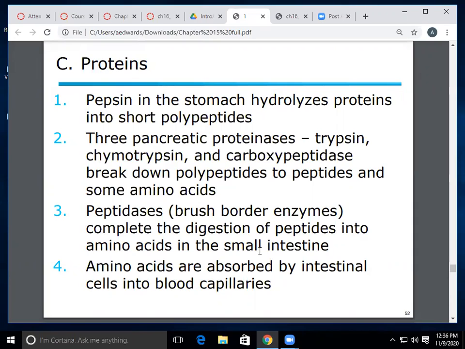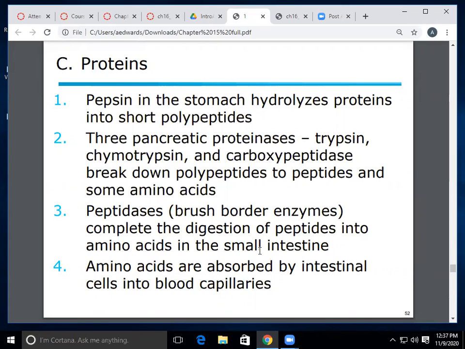You also have 3 pancreatic proteinases. Okay, they come from the pancreas: trypsin, chymotrypsin, and carboxypeptidase, and I think we talked about those in the previous week or video. And they can break down different polypeptides. Remember, polypeptides are named for a protein. They break them down to peptides, and also can break some of those peptides down into individual amino acids. Remember, amino acids are the building blocks of proteins, right? Okay, peptidases, also known as brush border enzymes, or a class of brush border enzymes.